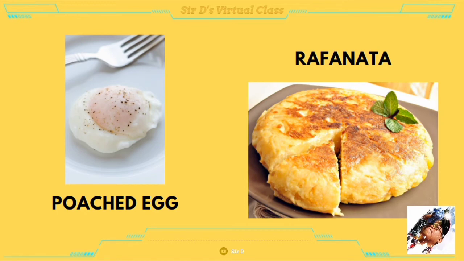Raffanata. Country of origin is Italy. Raffanata is actually horseradish and cheese mixed together on your egg. Of course, with spices, it will be more tangy.